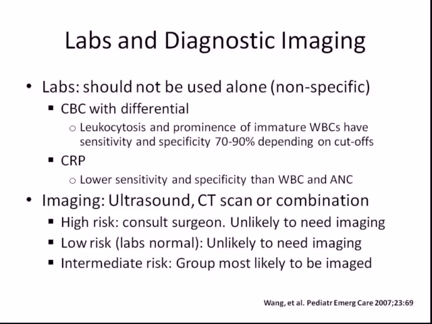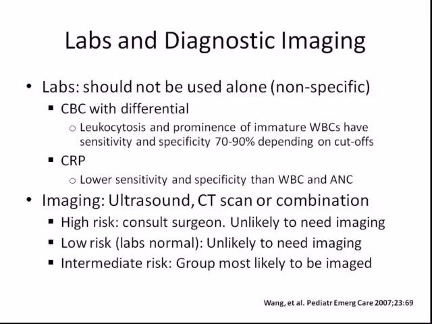How about labs and diagnostic testing? So labs for appendicitis should never be used alone. But a CBC with a differential showing leukocytosis and prominence of immature white blood cells have a sensitivity and specificity ranging from 70 to 90%, depending on cutoffs and the study. A CRP has a lower sensitivity and specificity than white blood cell count and ANC and doesn't seem to add much to the diagnosis.